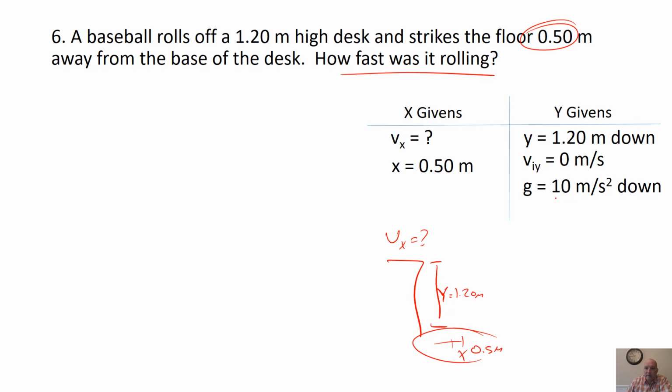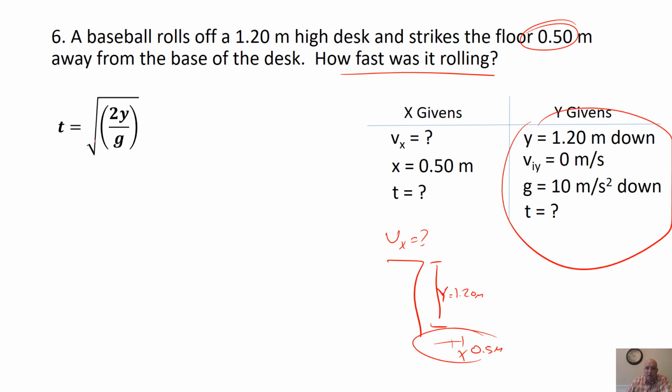It's going to be in free fall. It's going to accelerate at 10 meters per second squared down, and now we're going to solve for time, and we see that we have enough information to solve for time here. We're going to go to our equation, which only works if the v_iy is 0. We're going to plug in our values.